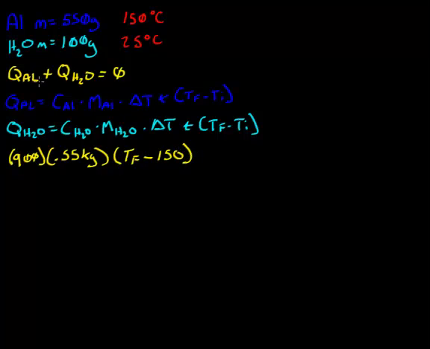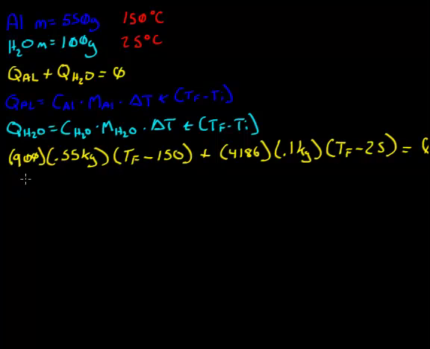Okay, now that's for Q aluminum. Now we have to add that plus Q of water. Q of water is the specific heat of water, which is 4186, times the mass of the water, which is 100 grams. We convert that to kilograms and we get 0.1 kilogram, times the change, which we don't know yet, the temperature final minus the initial, which was 25 degrees Celsius. And we're going to set that equal to 0, just like up here.